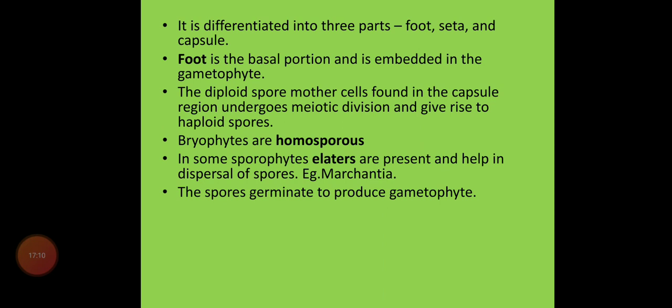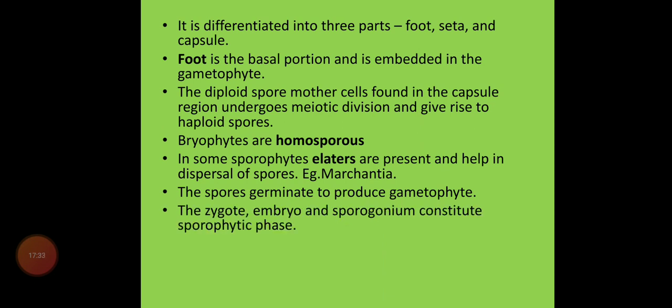The zygote develops into a spore mother cell. The spore mother cell develops into spores. The spores spread to nearby places and grow as new individual plants. That's why it shows the alternation of generations, gametophytic followed by sporophytic generation. The gametophyte is independent, but the sporophyte depends on the gametophyte. The zygote, embryo and sporogonium constitute the sporophytic phase.